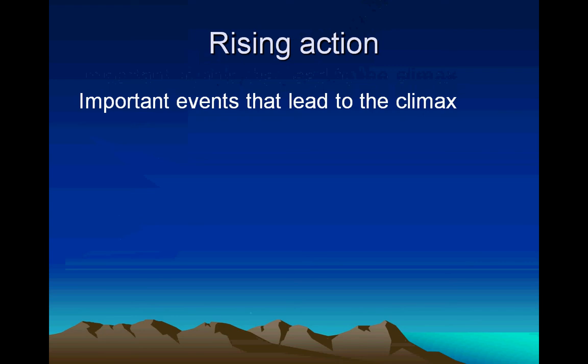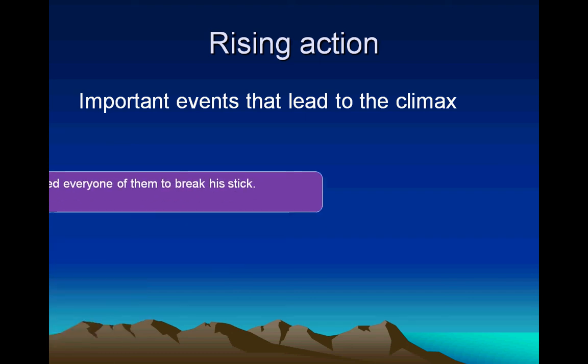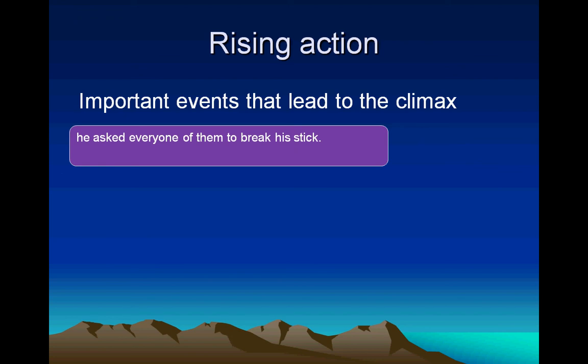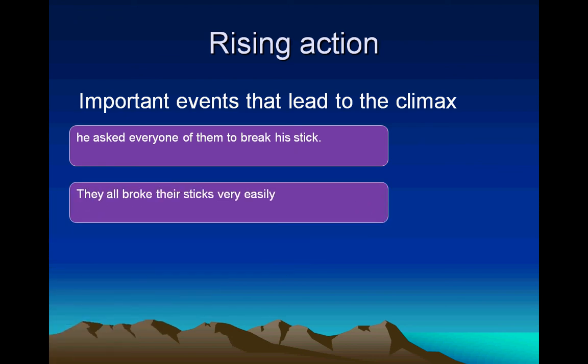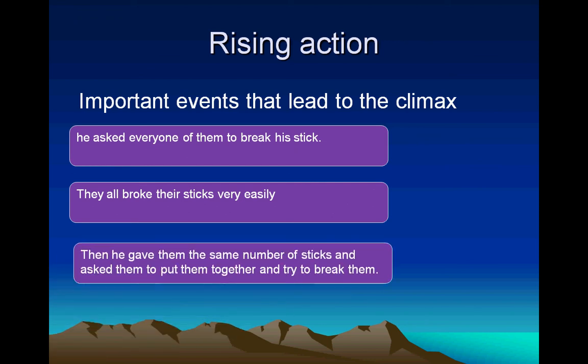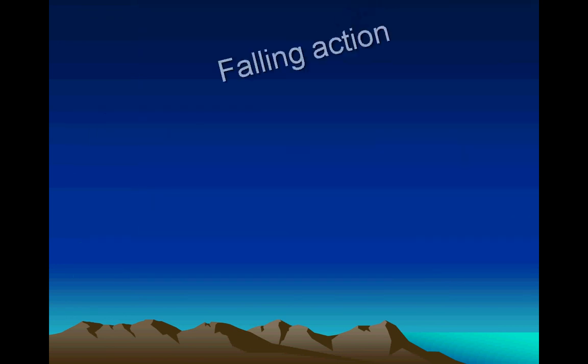What's the rising action? Important events that lead to the climax. Lead to the climax, this means they come before the climax. He asked every one of them to break the sticks. They broke their sticks very easily. Then he gave them the same number of sticks and asked them to break them together, but they failed.